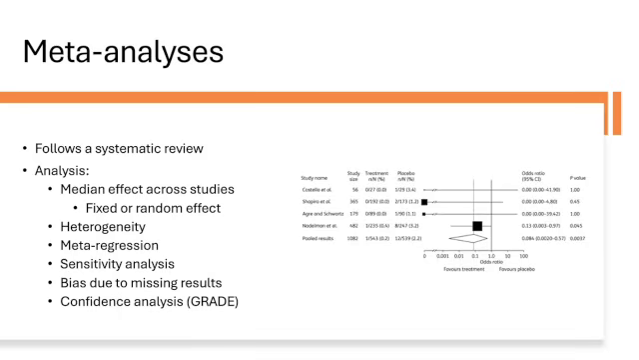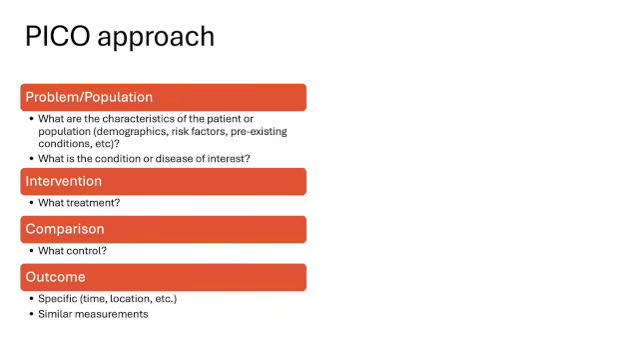Now, just to mention for the median effect size, this may be a fixed or a random effect. If you are doing a meta-analysis, I recommend that you reach out to a statistician to help you with the analysis results. Now, when we're doing a literature review, we will often use what we call the PICO approach. This is a helpful way to frame your analysis within a particular topic.